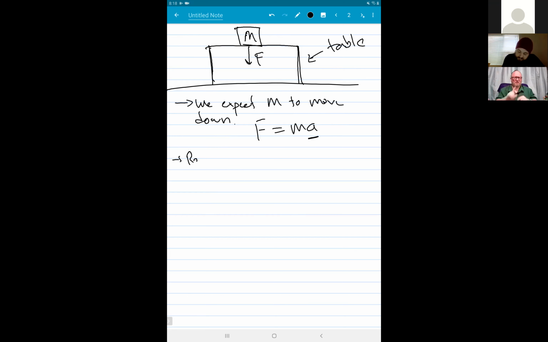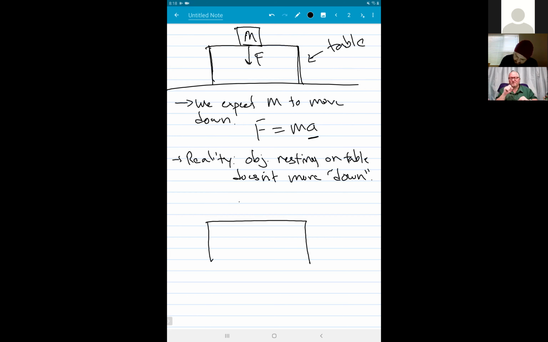But in reality, an object resting on a table doesn't move down, right? That's kind of bad handwriting there, isn't it? But okay, an object resting on the table won't actually move down. So we have to have some kind of notation to show that this object is not moving down. Right here we would have some force vector pushing it straight down. If there's nothing opposing that vector, then we expect this thing to accelerate straight down.